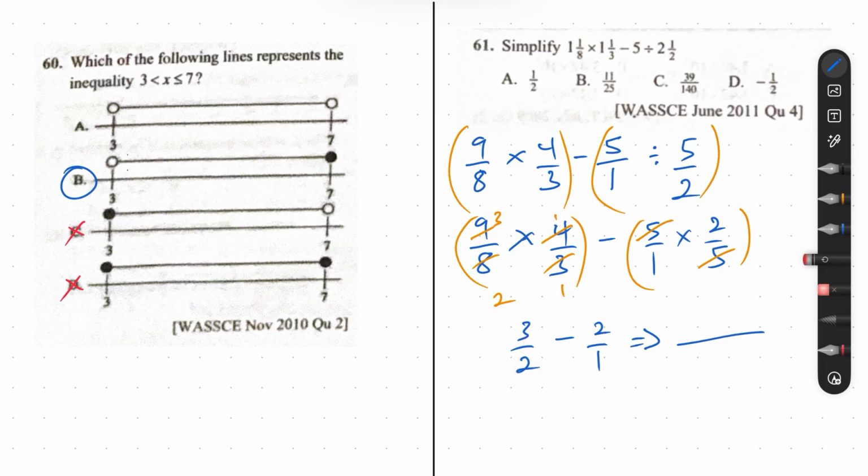And on the other side here, you have 5 cancels 5. How many times? Once. Okay, so we have 2 over 1. Okay, cool. So now our LCM is what? 2. So 2 goes into 2 once, times 3 is what? 3. Okay, 3 minus, and then 1 goes into 2 twice, times 2 will be what? 4. Okay, 4. So our answer is negative 1 over 2.